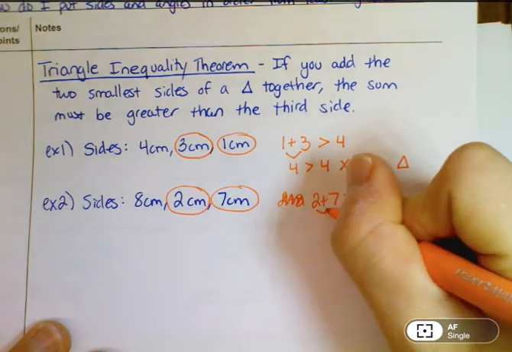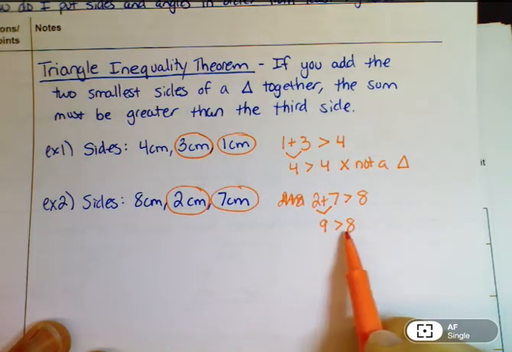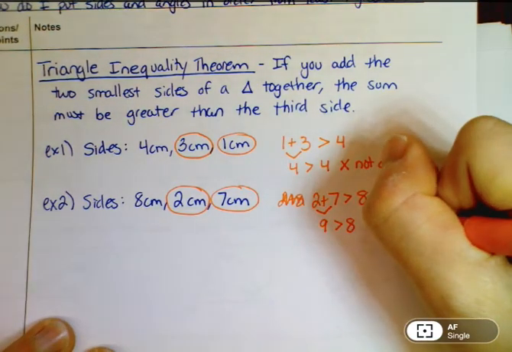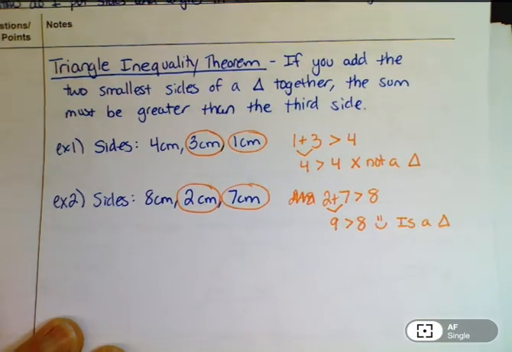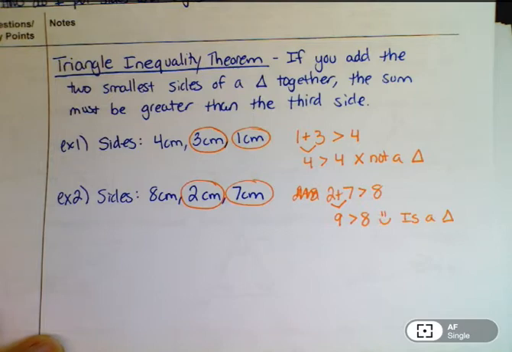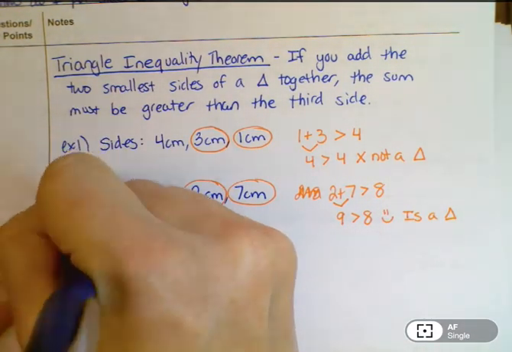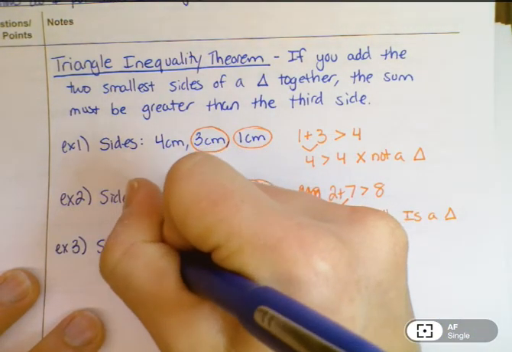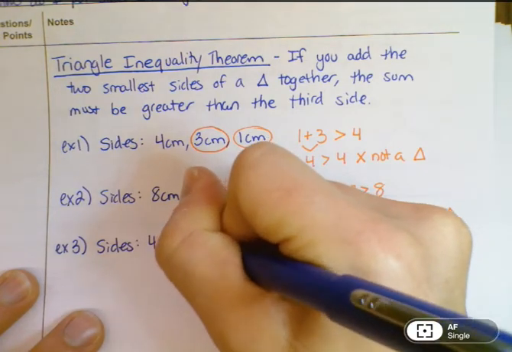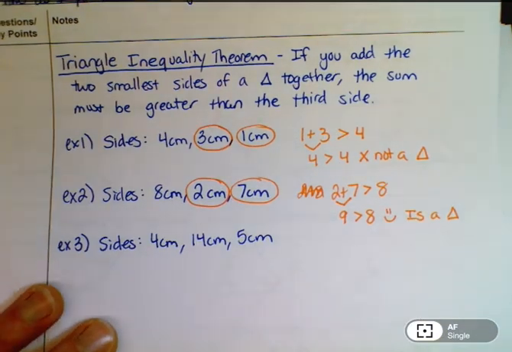And so if we simplify this, 2 plus 7 is 9. 9 is greater than 8. It works. And so this is a triangle because that inequality worked. Let's do one more like this. Copy that down.